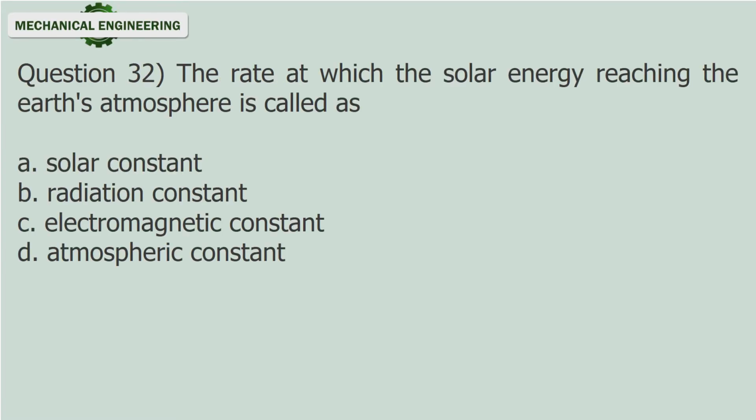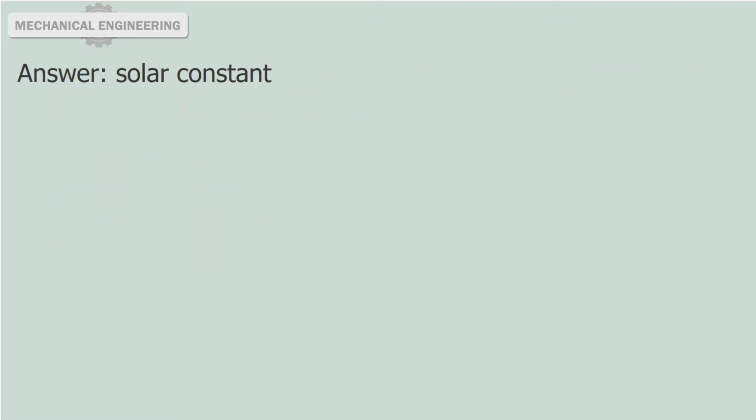Question 32. The rate at which the solar energy reaches the Earth's atmosphere is called A. Solar constant, B. Radiation constant, C. Electromagnetic constant, D. Atmospheric constant. Answer: solar constant.